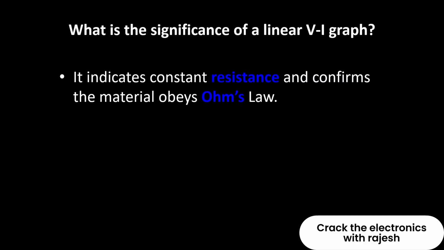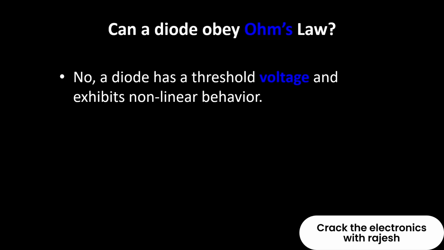What is the significance of a linear VI graph? It indicates constant resistance and confirms a material obeys Ohm's law. So if it is said to be obeying Ohm's law, it should have a constant resistance. That's what matters, and you should say why we need a linear VI graph: it has a constant resistance and confirms the material obeys Ohm's law.